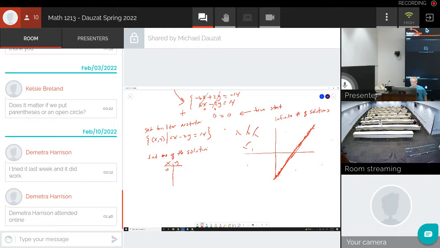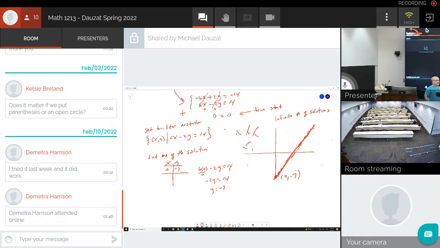So if x is 0, let's solve for y. So I'm going to go back to my equation. 6 times 0 minus 2y equal 14. 6 times 0 is 0, right? So I get negative 2y equal 14. So what's one of your solutions? Well, what's y first of all? Negative 7. So one of your solutions is 0, negative 7. So 0, negative 7 would be on the y-axis. So this would be the point 0, negative 7.